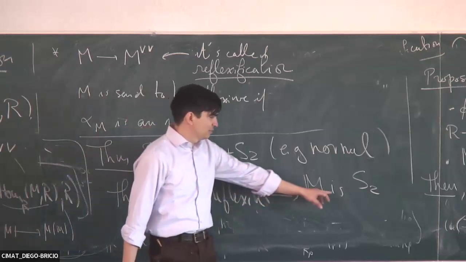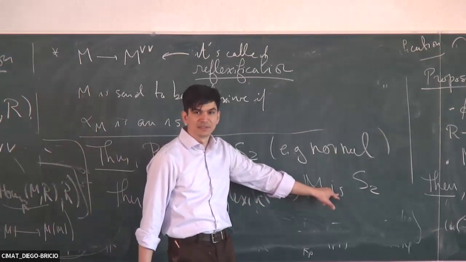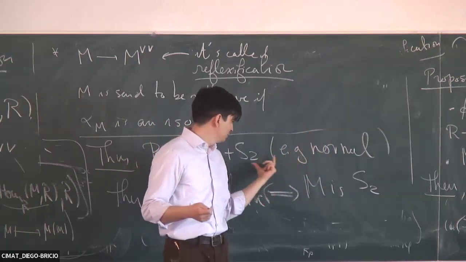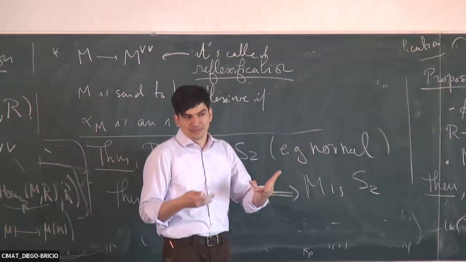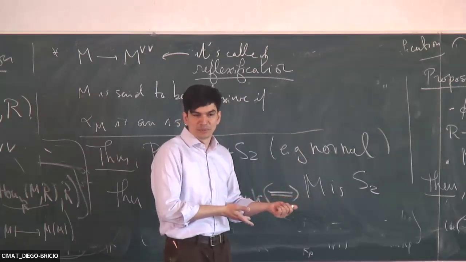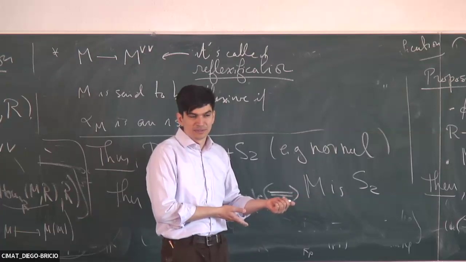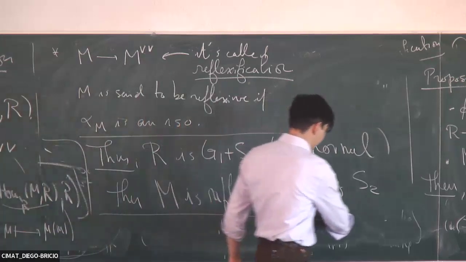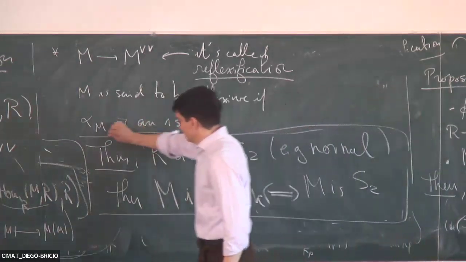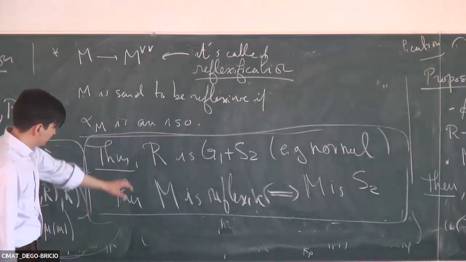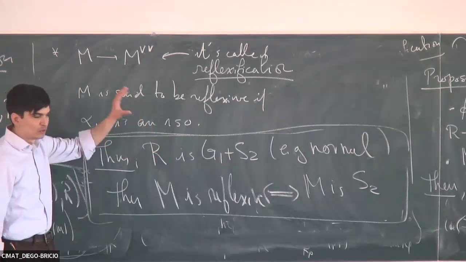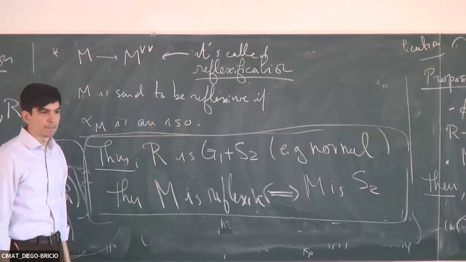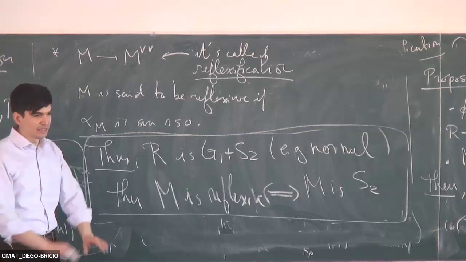What is the proof? M is S2 if and only if, let's say, M is reflexive when you dualize with respect to omega. But G1 means that it's the same as dualizing with respect to R in the small codimension, which is what matters. So that's it. This is the punchline for normal rings. When a ring is normal, being reflexive and being S2 are the exact same thing. That's it.